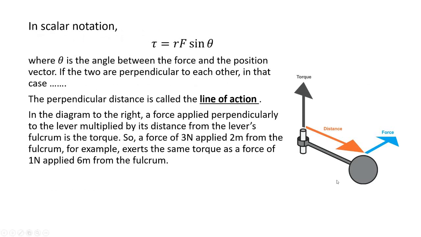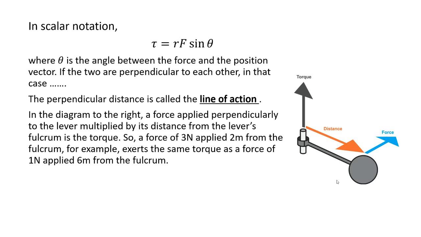In the scalar notation, torque is defined as the product of three terms. One is the force, the second one is the distance, and the third one is the sine of the angle between the first two. If R and F are perpendicular to each other, that means the angle theta is 90 degrees. In that case, that distance R is called the line of action. It's a vector, that's why it's a line.